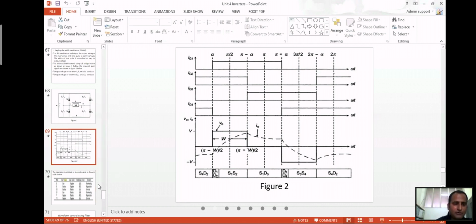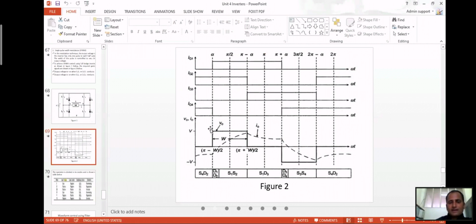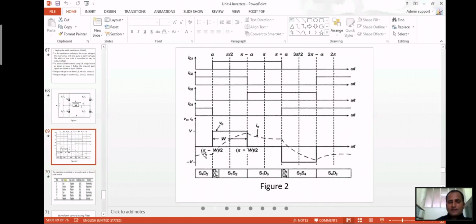So there are different modes of operation, six modes in all. In the first mode, the load voltage is 0. If you see here, this waveform is the output voltage and output current. The dotted line represents the current, and this is the voltage. In the first mode, S4 and D2 are conducting, and the load current is negative.